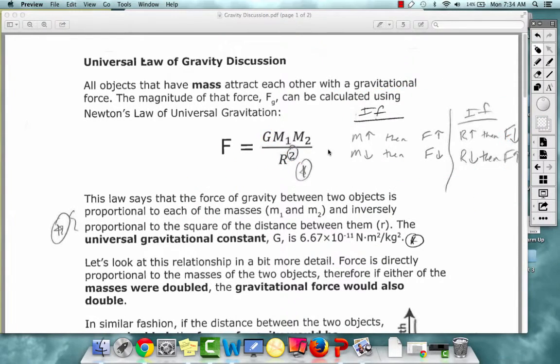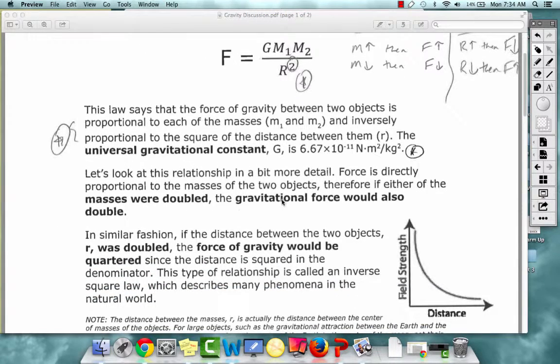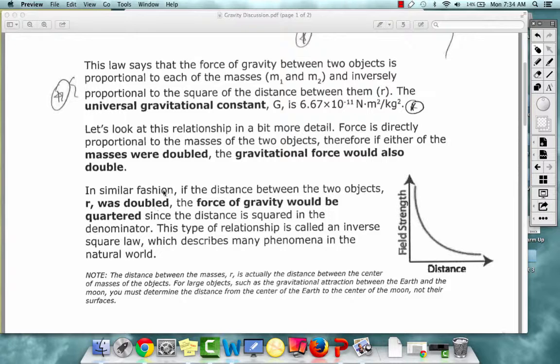And I go into a discussion about that, talking about how if the mass was doubled, the gravitational force would double. If the radius was doubled, the force would be quartered, and so forth. And you can see this cool relationship between the gravitational strength and the y-axis, and how as distance increases, it would continue to get smaller and smaller and smaller.